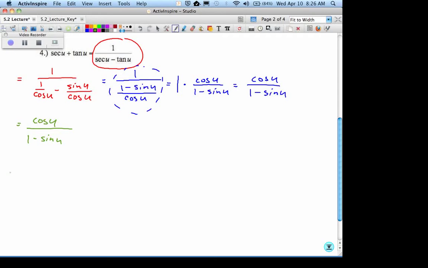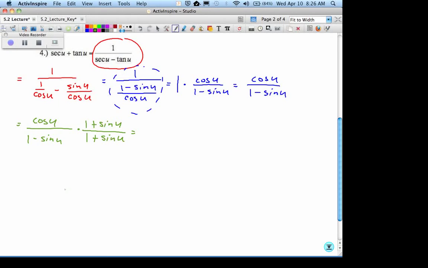Cosine squared. You could create a cosine squared by multiplying top by cosine, bottom by cosine. Or multiply by the conjugate. So you could try that. That's one of those things I'll try. I'm going to multiply by the conjugate of the denominator. So I'm going to multiply by 1 plus sine of u over 1 plus the sine of u.